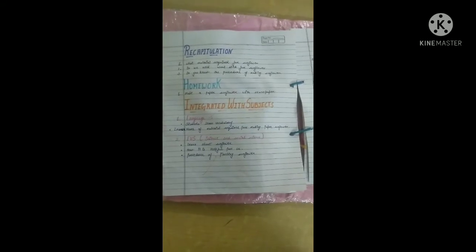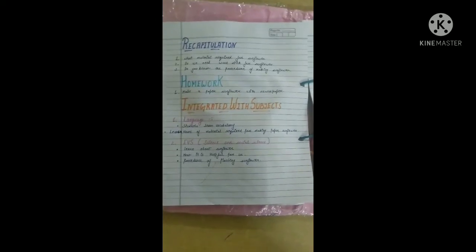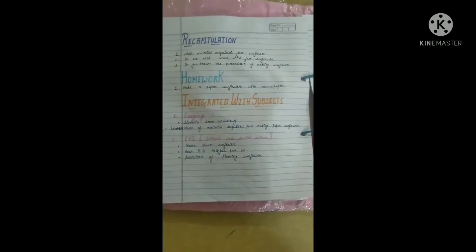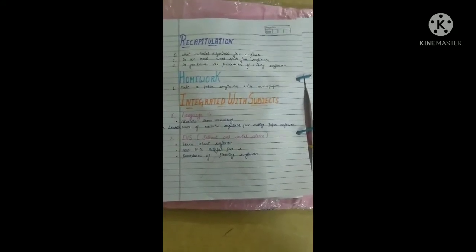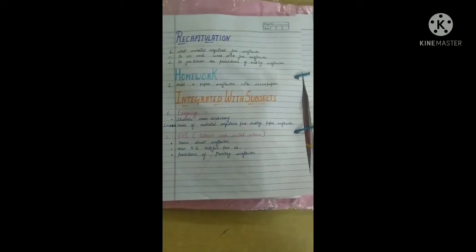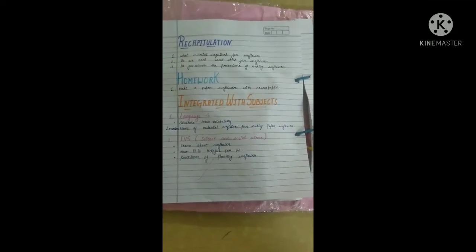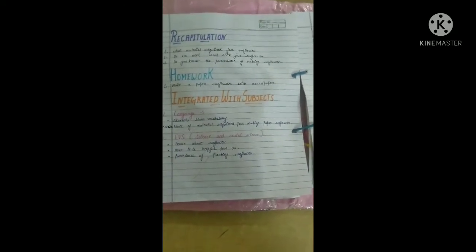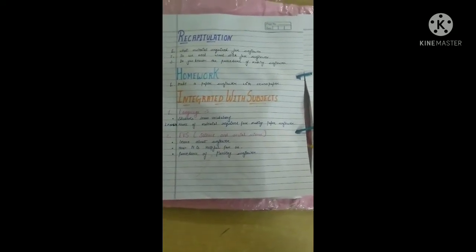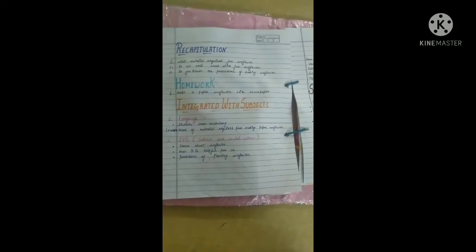Here I integrated with two subjects, one is language and another one is EVS, or you can say science and social science. In language, we can easily integrate any lesson plan with language. Like you can mention points like students learn new vocabulary words or learn the names of material required for making a paper sunflower. Similarly in EVS, they will be able to learn how to make a paper sunflower. So that's all about our first lesson plan. Let's move to our second lesson plan.